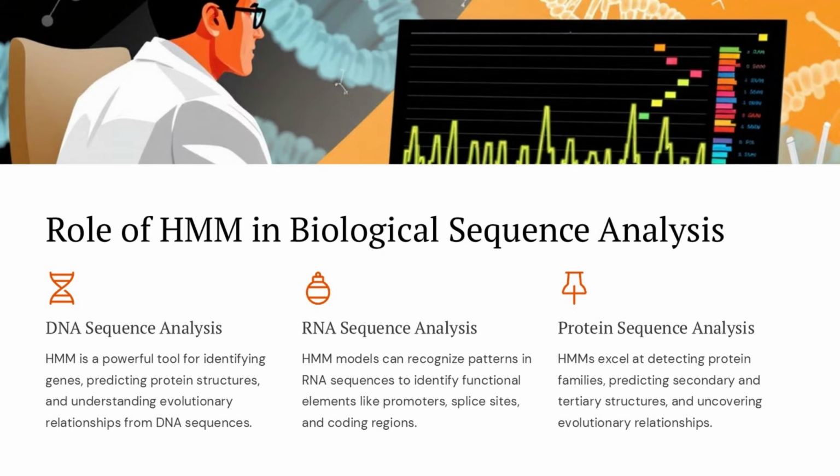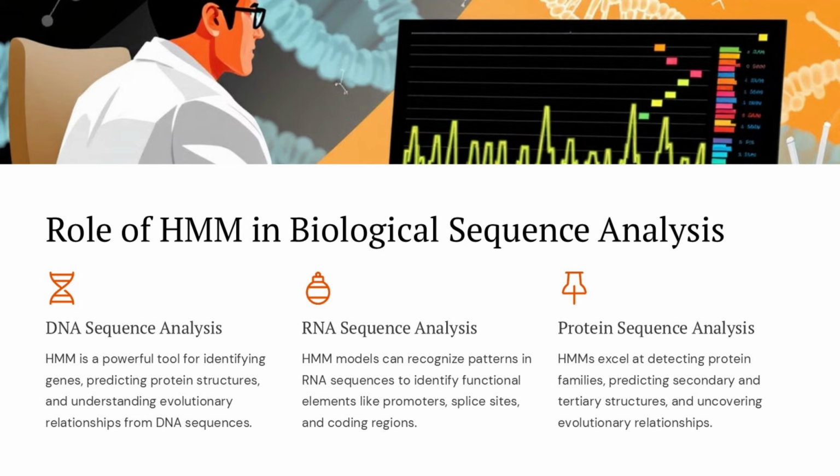DNA sequences contain the genetic code that defines all living organisms. HMMs are a powerful tool for analyzing DNA sequences to identify genes, predict protein structures, and understand evolutionary relationships. RNA sequences also contain important functional elements like promoters, splice sites, and coding regions. HMM models can recognize patterns in RNA sequences to locate and analyze these key features.